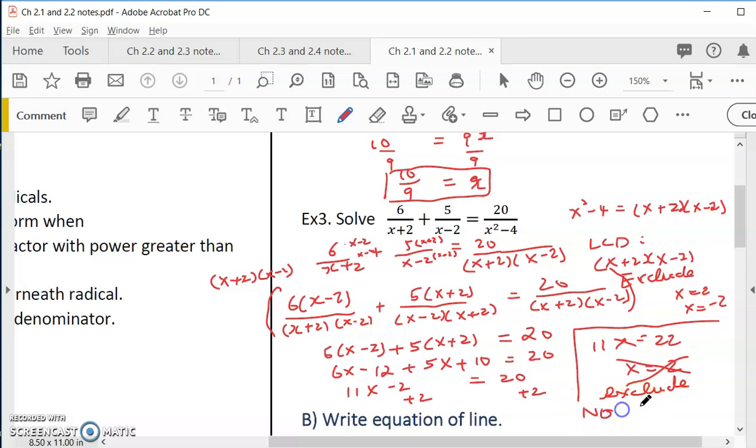In case this is not x equal to 2, like it's 3 or 4, so that is a solution. But otherwise, you would say no solutions.